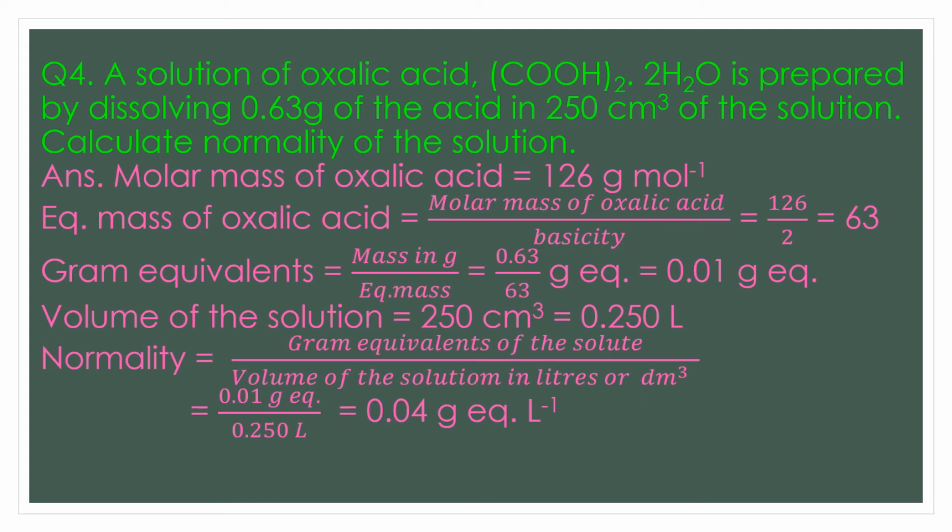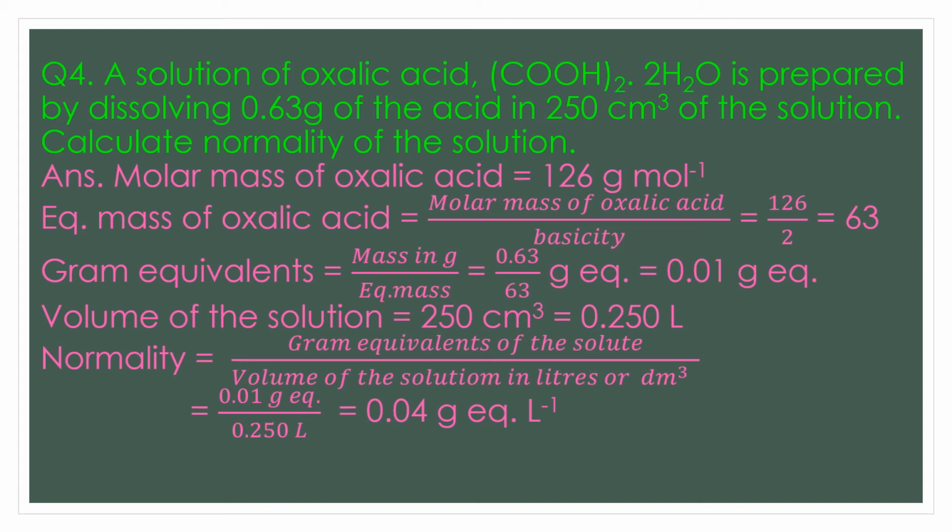The question is like this: a solution of oxalic acid is prepared by dissolving 0.63 gram of the acid in 250 centimeter cube of the solution. Calculate the normality of the solution. For finding normality, first we have to find the molar mass of oxalic acid. The formula is given over here. For the molar mass, we get 126 gram per mole. This is the molar mass of oxalic acid.